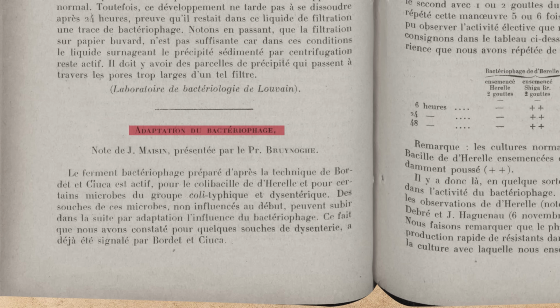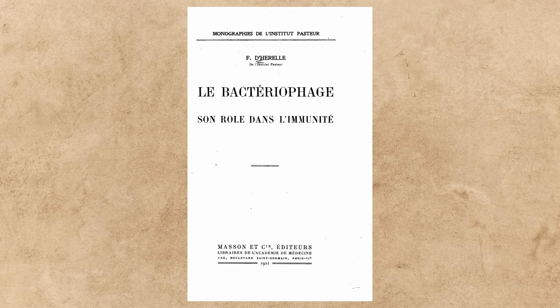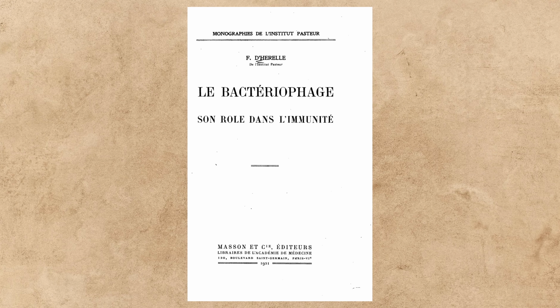But while things were changing at the Institute, the tide was starting to shift in Durrell's favor too. In 1921, he published a book called Bacteriophage and Its Role in Immunity, and it was becoming clear that he wasn't the only one interested in pursuing phages in medicine anymore. By 1925, there were over 100 research papers investigating therapeutic use of bacteriophage.